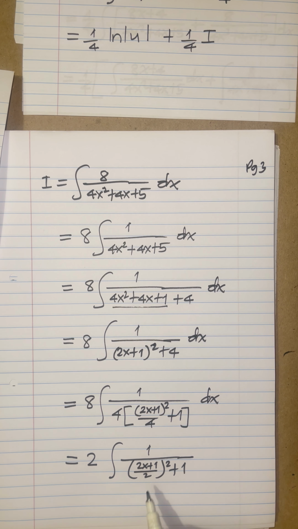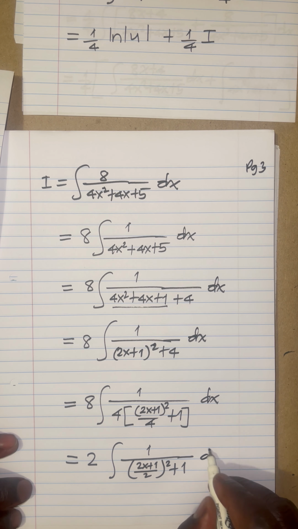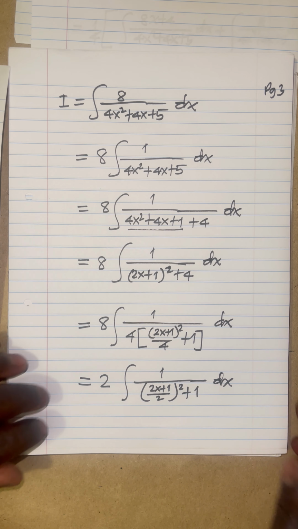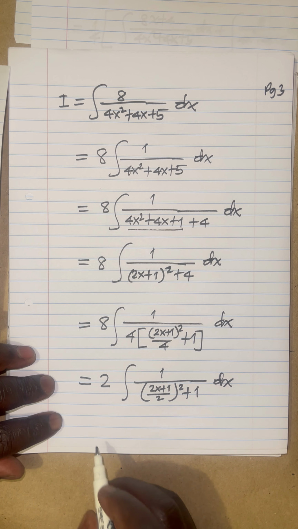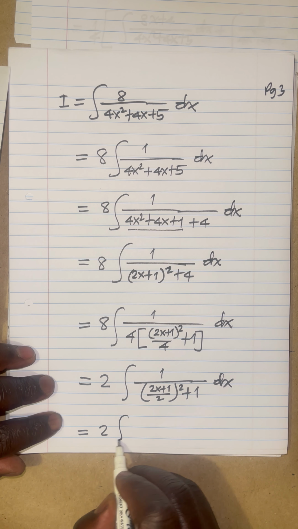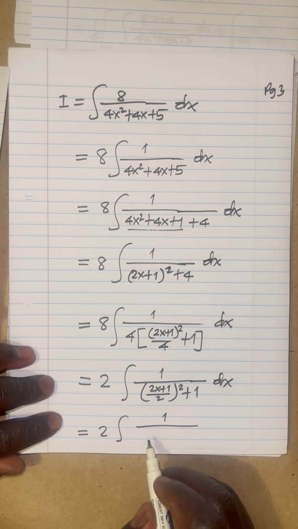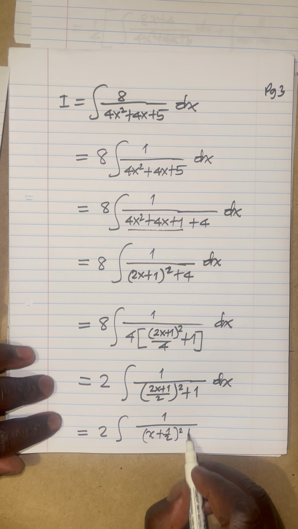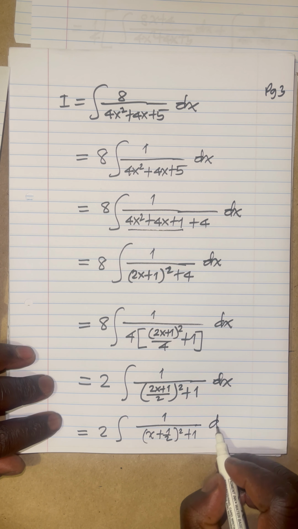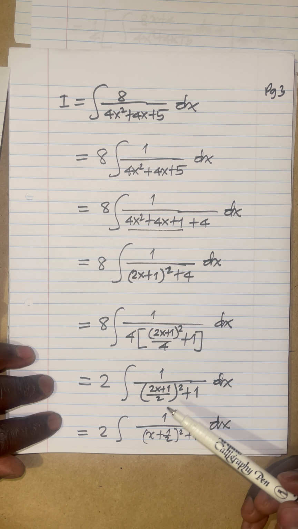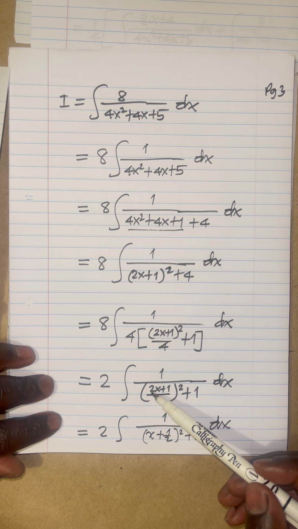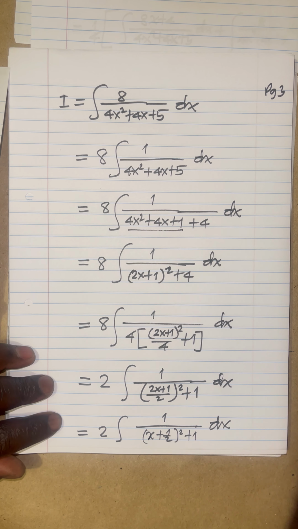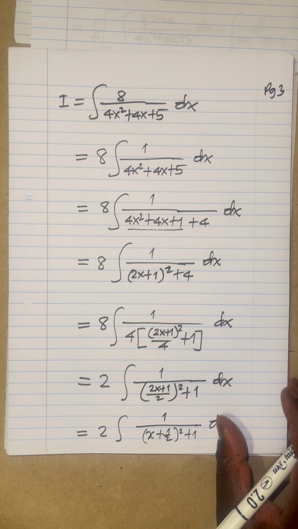Now, when I look at this part here, I can simplify that expression inside the brackets as follows. It will be 2 times the integral of 1 all over, divide in there, it will be x plus half, and we say squared plus 1 dx. You say, what did you do there? I did term-wise division. Divide 2 into 2x, the answer is x. 2 into 1, answer is half, but we have to square that. Fantastic. Now we can perform our tan substitution.